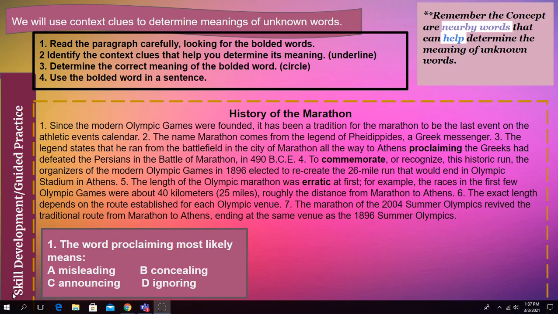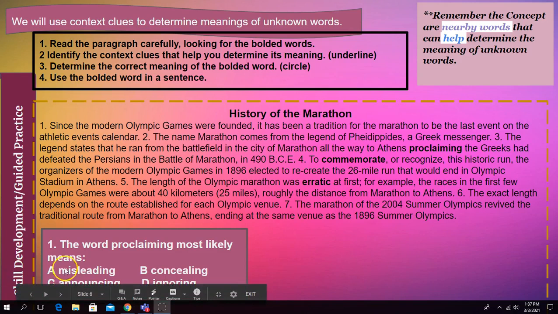The length of the Olympic marathon was erratic at first. For example, the races in the first few Olympic Games were about 40 kilometers, or 25 miles, roughly the distance from Marathon to Athens. The exact length depends on the route established for each Olympic venue. The marathon of the 2004 Summer Olympics revived the traditional route from Marathon to Athens, ending at the same venue as the 1896 Summer Olympics.